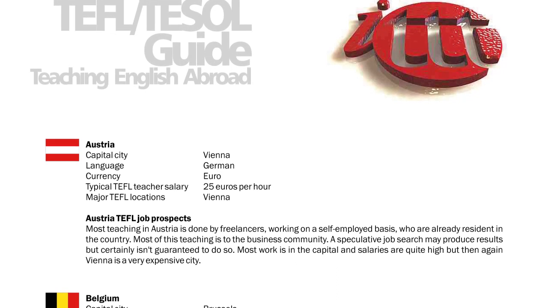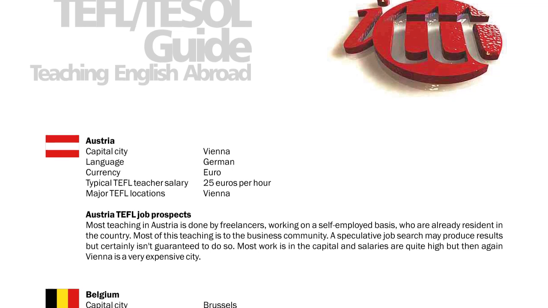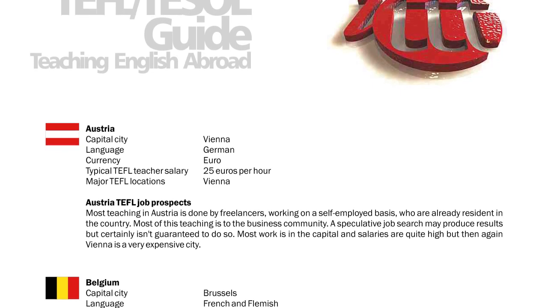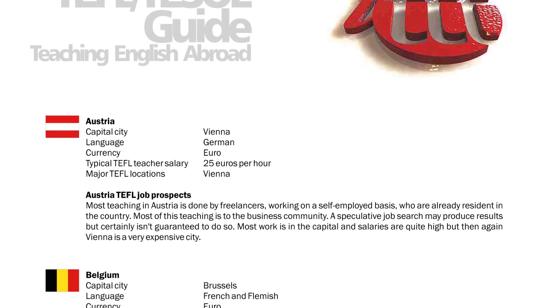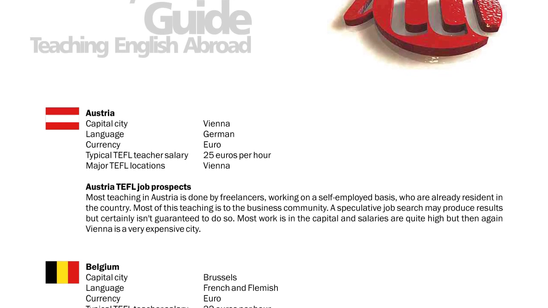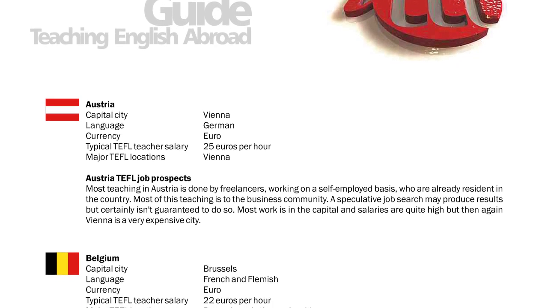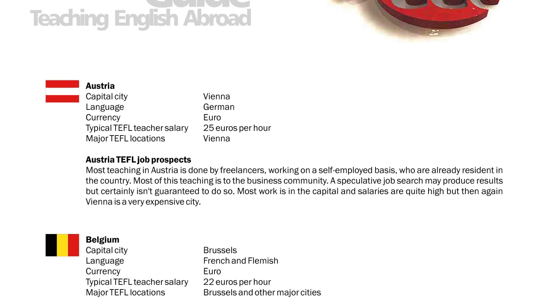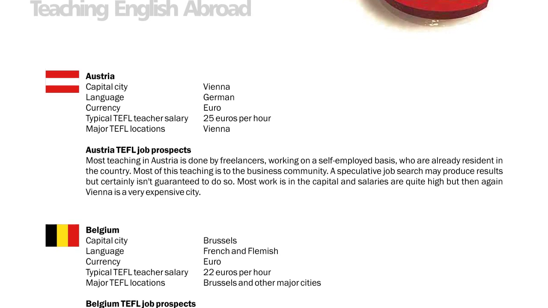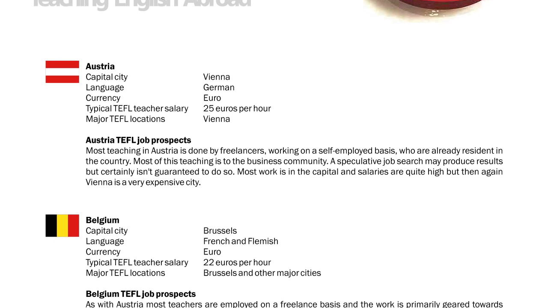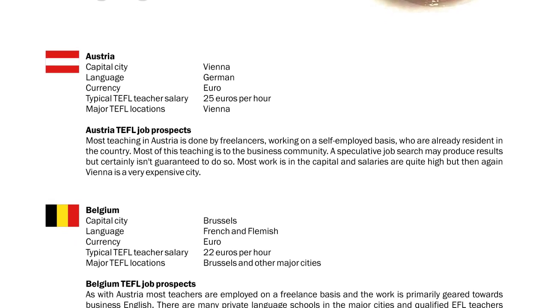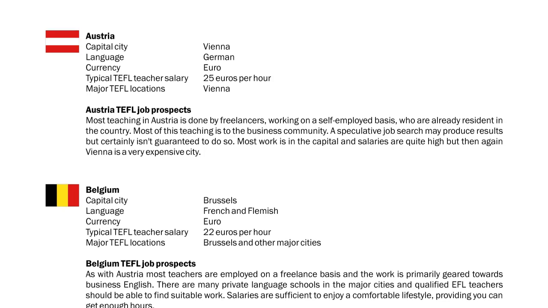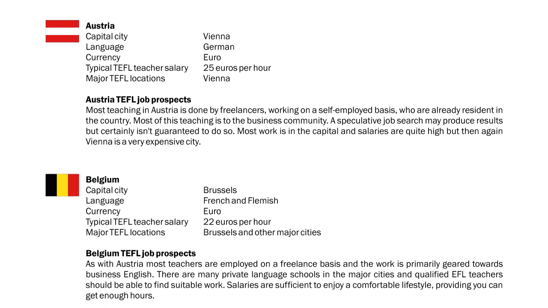Austria. Capital city: Vienna. Language: German. Currency: Euro. Typical TEFL teacher salary: €25 per hour. Major TEFL locations: Vienna, Austria. TEFL job prospects. Most teaching in Austria is done by freelancers working on a self-employed basis who are already resident in the country. Most of this teaching is to the business community. A speculative job search may produce results, but certainly isn't guaranteed to do so. Most work is in the capital and salaries are quite high, but then again, Vienna is a very expensive city.